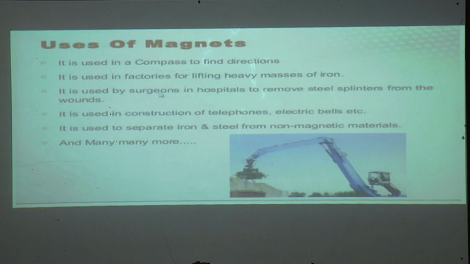It is used by surgeons in hospitals to remove steel splinters from wounds. In accidental cases and operations, doctors use magnets to remove steel or other magnetic substances from wounds. It is used in the construction of telephones and electric bells. It is used to separate iron and steel from non-magnetic materials, and we can find many more uses of magnets in industries and other fields.